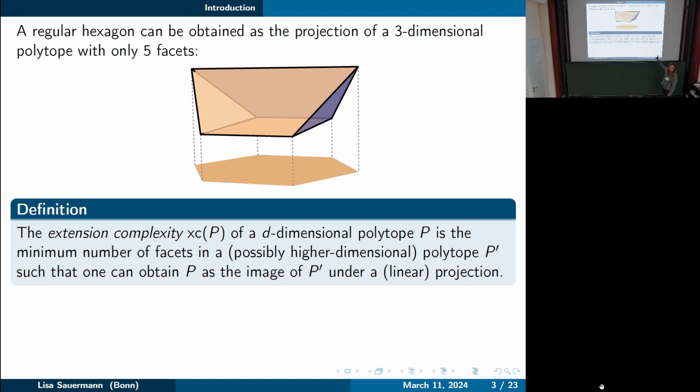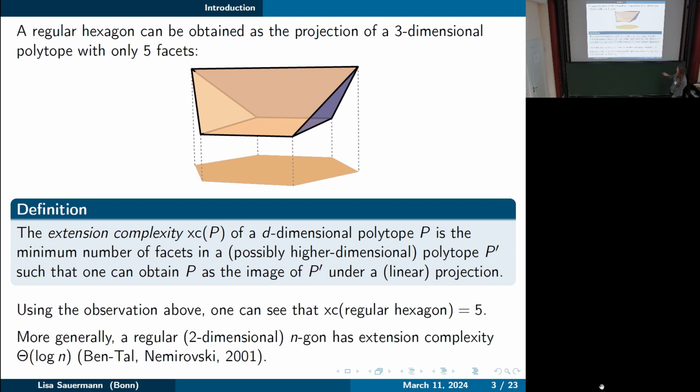So P is given to you. P prime, you can choose whichever way you want, and your goal is to make P prime have as few facets as possible. And to do so, you can go to higher dimensions. So P lives in dimension d. In this picture, d is 2. And then in this picture, P prime would be in dimension 3, and you can go even higher.